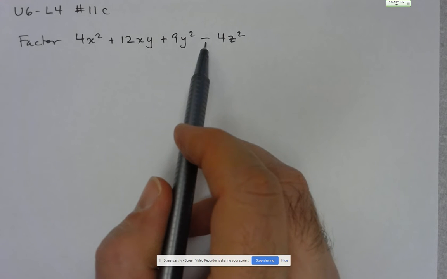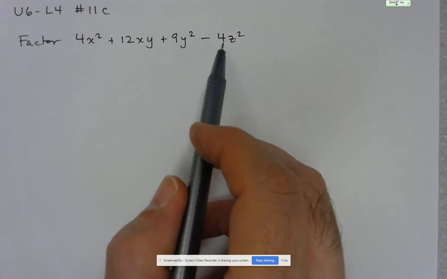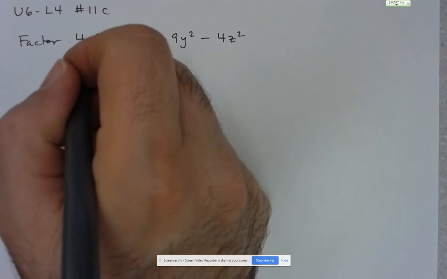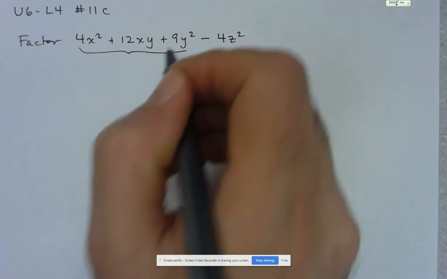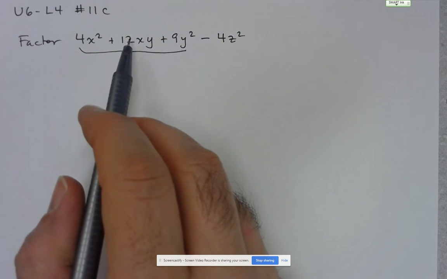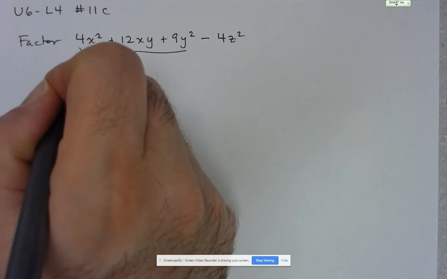Now not only do I have a subtraction here, but I have the subtraction of a perfect square. This is just 2z all squared. So what I'm going to do is focus now on those first 3 terms, because if I can show that the first 3 terms also form a perfect square, then I'll have a difference of squares. All right, so let's work on that here.